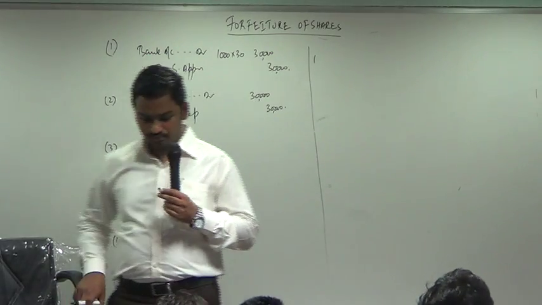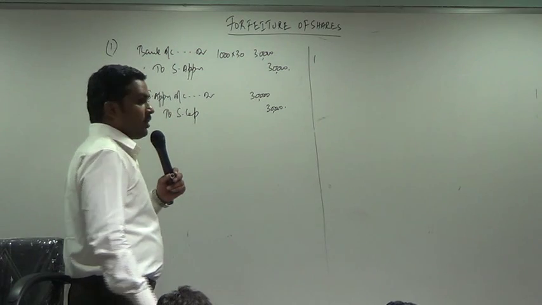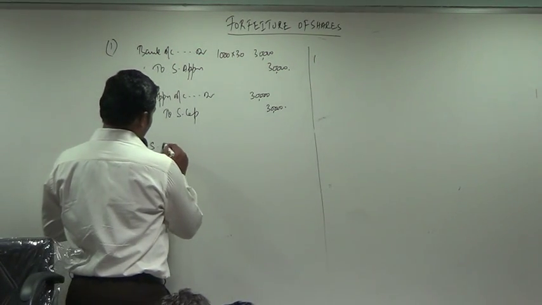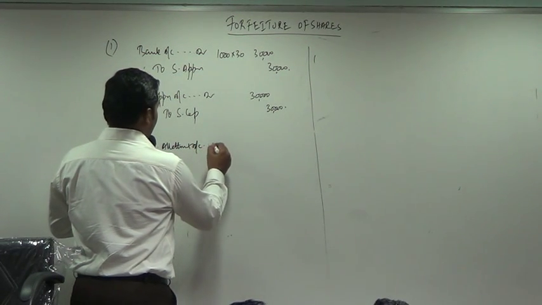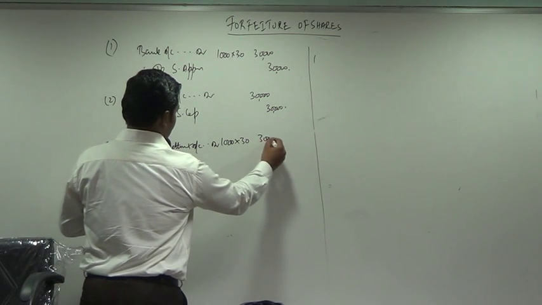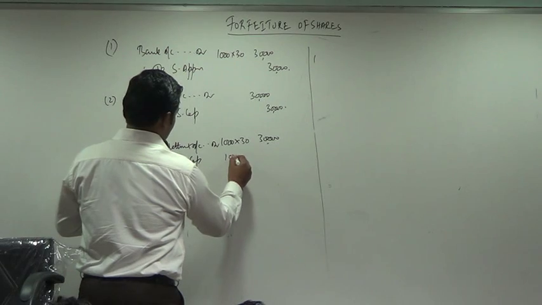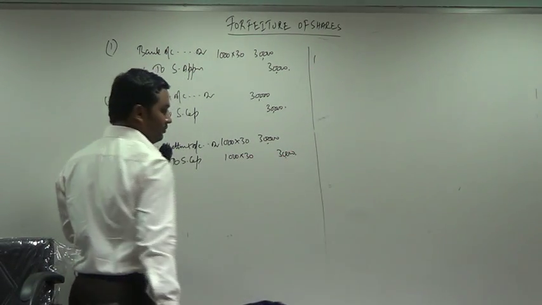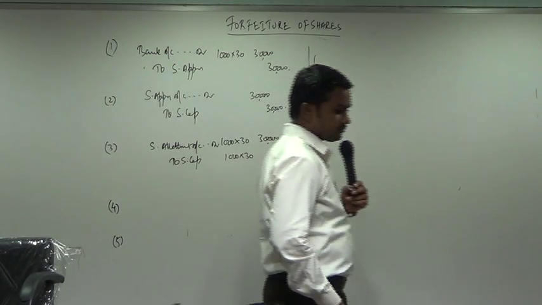Next, when allotment money is made due, what is the entry? Share allotment account debit. You have to make the shareholder a debtor now, immediately. 1000 into 30, 30,000 to share capital 1000 into 30, 30,000. So immediately credit share capital account.